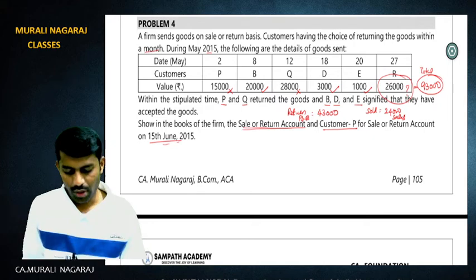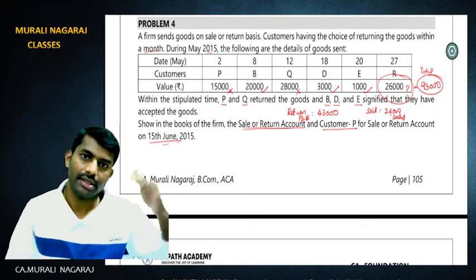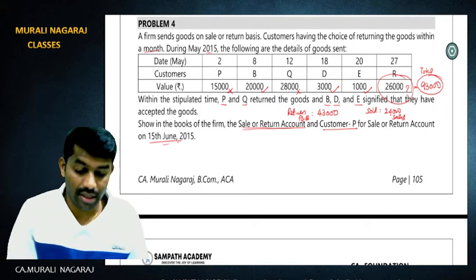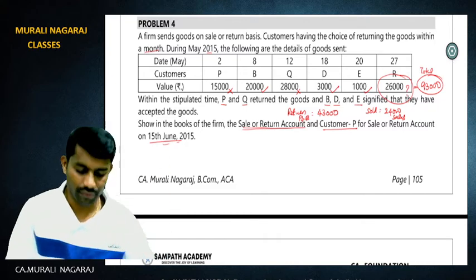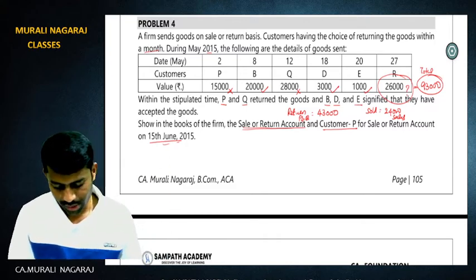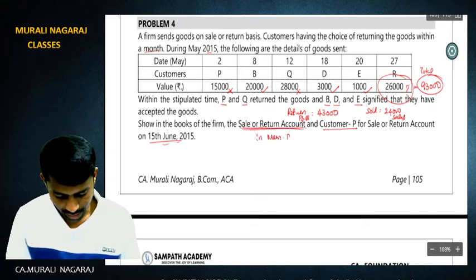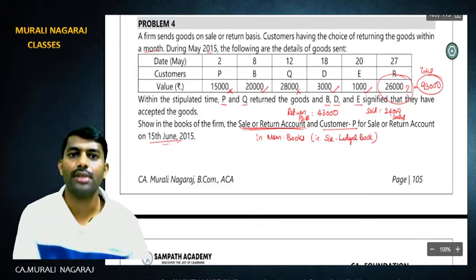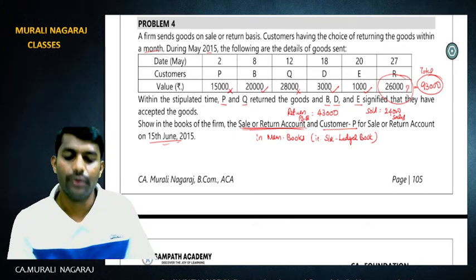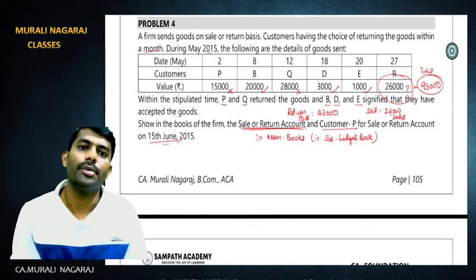Correct? So for this, the stock with customer entry is supposed to be passed in the real books of accounts. Here they have asked for the sale or return account. Sale or return account means this is in memorandum books, that is, in the sale or return ledger. In a ledger book, these are the two accounts they have asked. Correct? So don't get confused, since sale or return account means it is in the ledger.